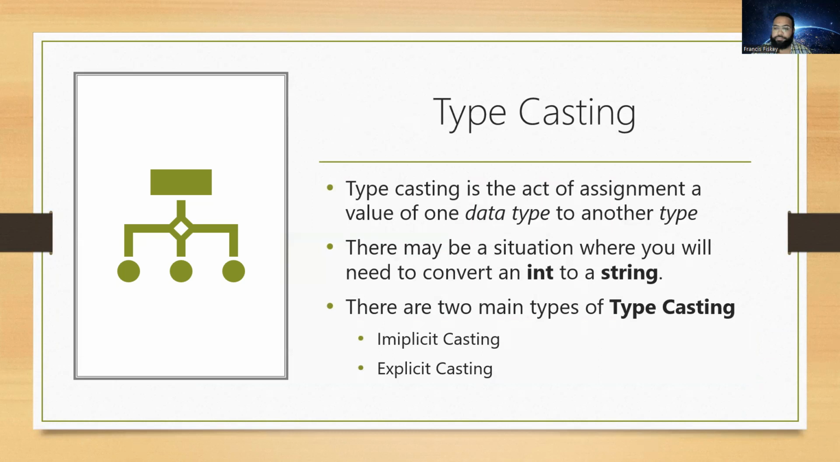So with that being said, let's talk about typecasting. What is typecasting? Typecasting is the act of assigning a value of one data type to another data type. You can call this conversion, right? There may be a situation where you want to convert from an int to a string. Maybe you want to print in the console.write. So you're going to convert the int to a string, or vice versa.